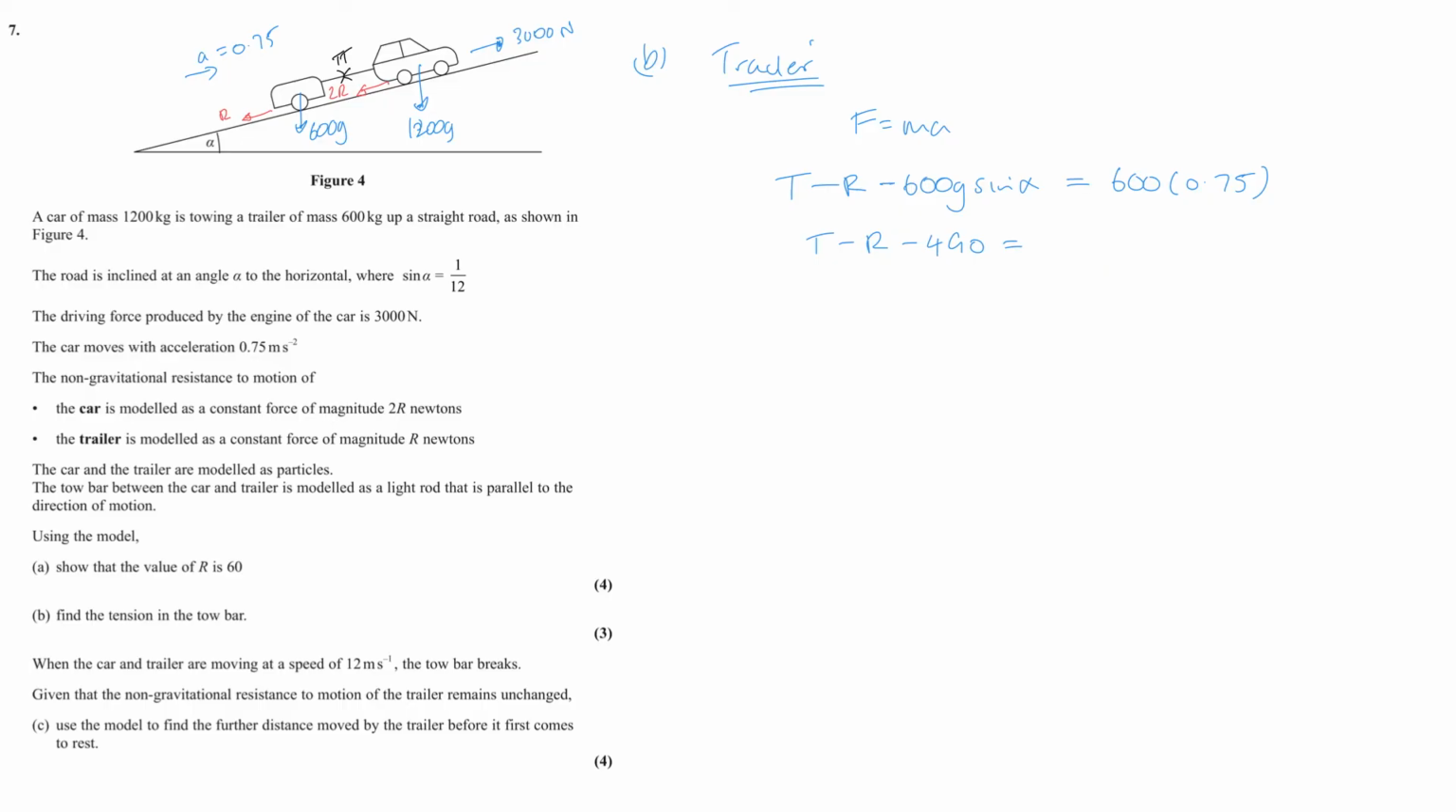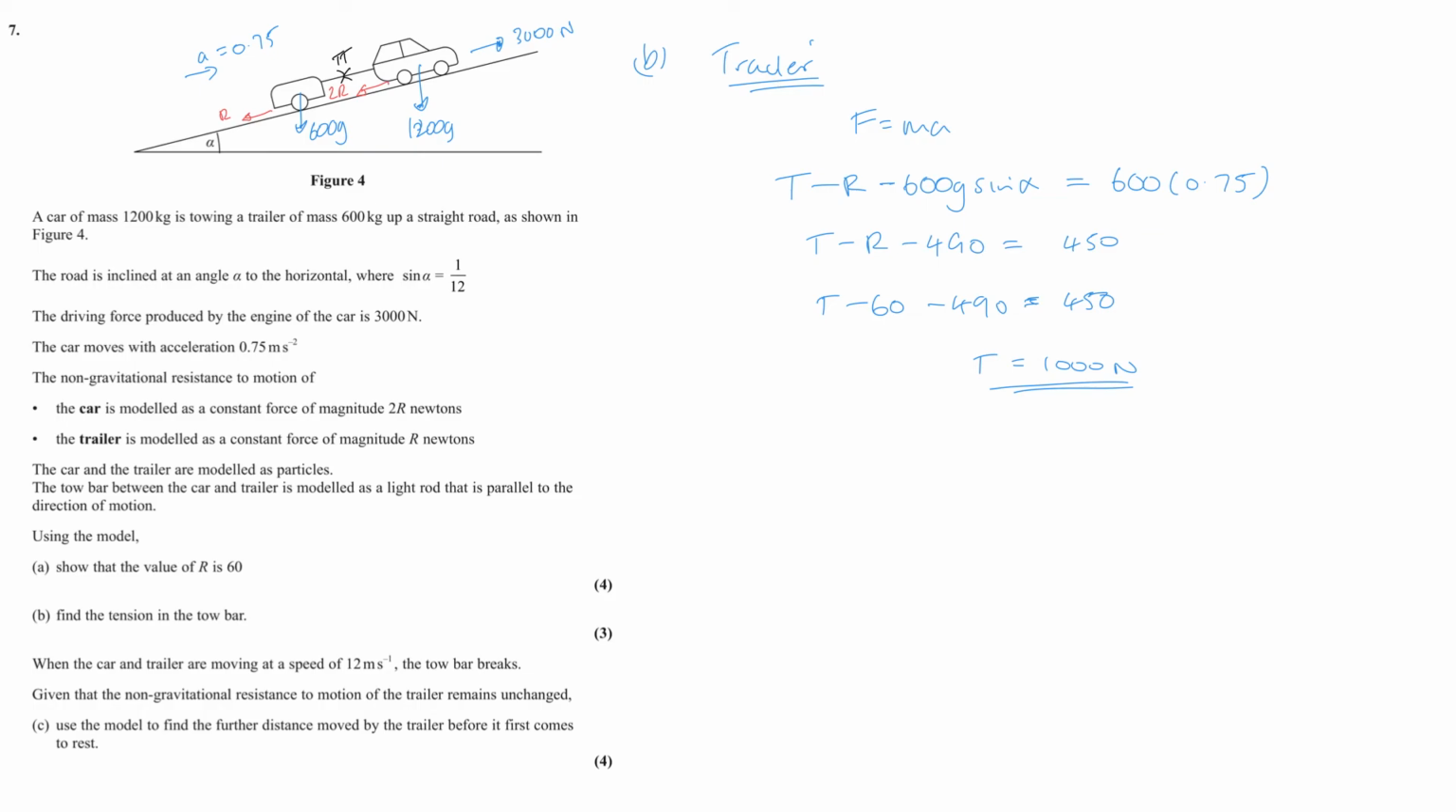600 times 0.75 is 450. Now R is 60, isn't it? So T minus 60 minus 490 equals 450. So 490 and 60 is 550 plus 450. So T equals 1000 newtons. Okay, so that's part B, and I get the same if I did the car. The car would have 3000 minus T, and it would be 1200 G, and so on.